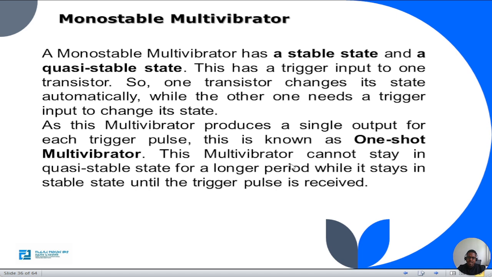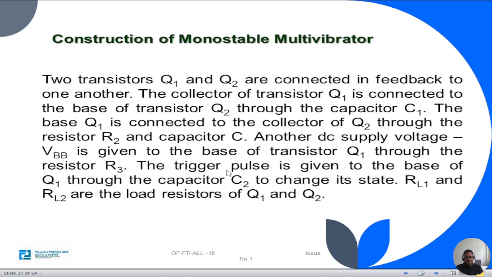This multivibrator cannot stay in the quasi-stable state for a longer period, while it stays in the stable state until the trigger pulse is received. So that means one is stable, one is unstable. So that stable state, when you trigger it once, changes to the unstable state.